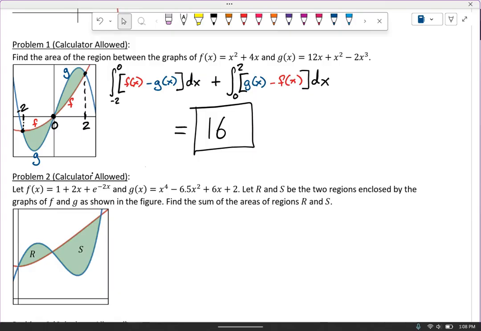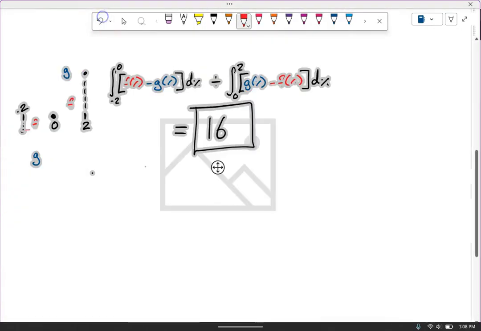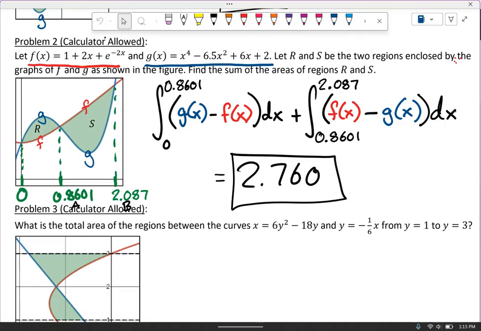All right, I want you to do the same thing, problem number 2. Calculate this one. All right, ladies and gentlemen, answers should have been 2.760 if you did everything and set it up correctly.